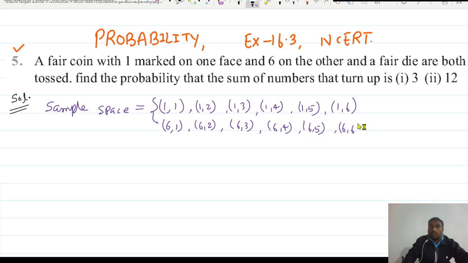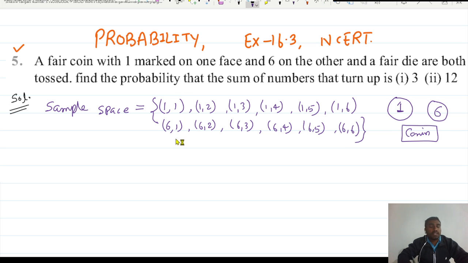Here, don't get confused. This 1 and 6 is coming from the coin, because we have made a special coin. One side of the coin we have written as 1 and the other side as 6. This is the coin, two sides. That's why 1 and 6 are there, and the second number in each outcome is from the die.